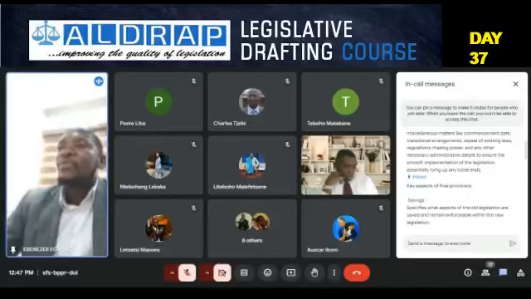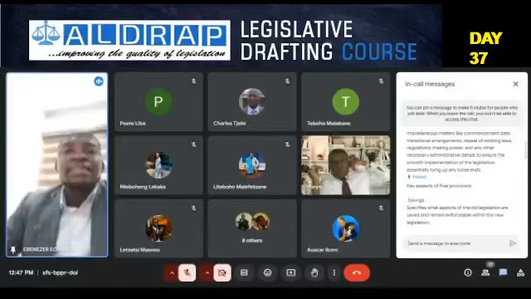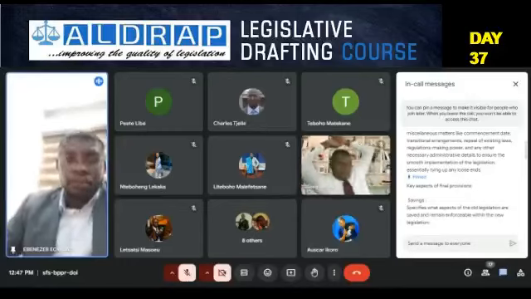Now, what is the importance of final provisions? Why final provisions? Why is it important? One, clarity and certainty. Final provisions provide clear understanding of how the new law interacts with the existing law and when it becomes effective, minimizing confusion.